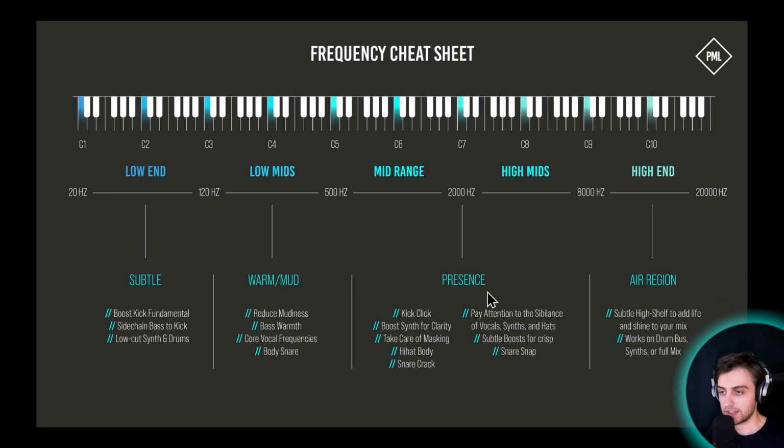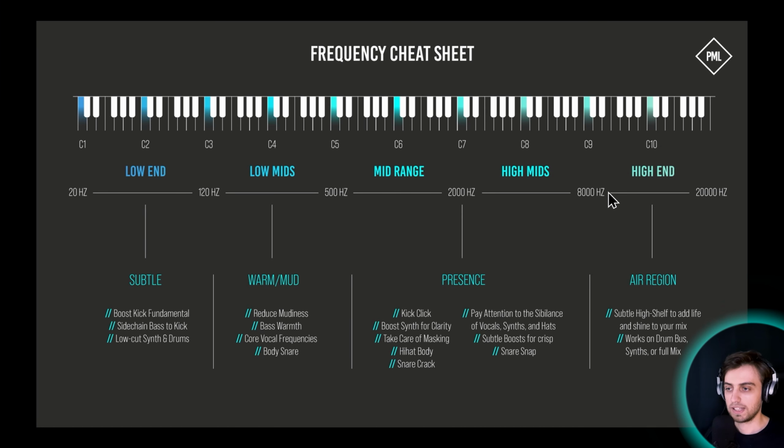Then we have the presence, where we have many different sounds. We have the body of drum sounds, we have the vocals. A lot of stuff happens in this section because, as you can see, it's between 500 Hertz and 8000 Hertz. So it's a huge space. And then we have the air region, which is above 8000 Hertz. And that's what sounds really noisy, bright, and airy.